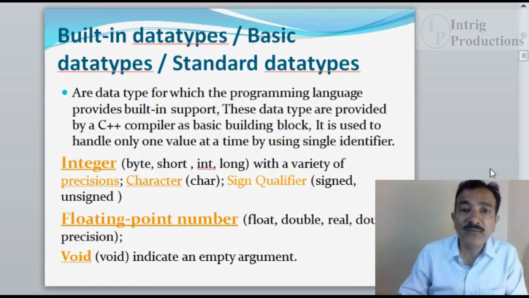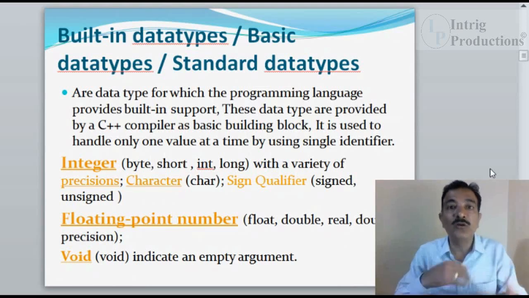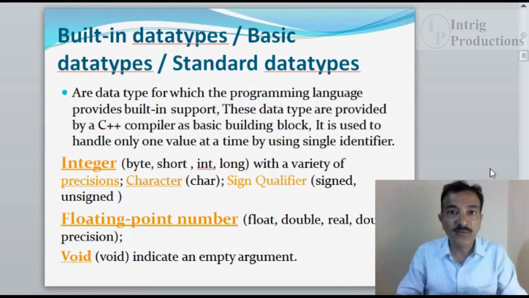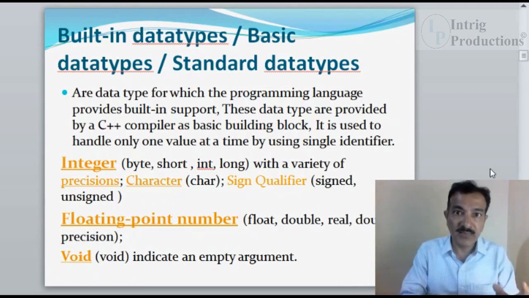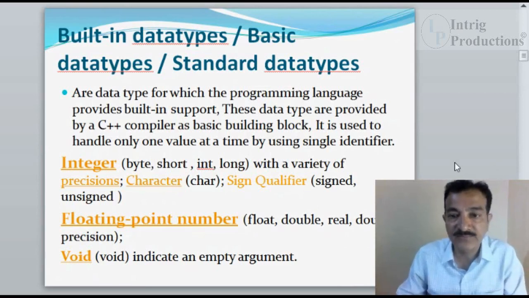The void data type is basically an empty argument. If you don't want to return anything from a function, you will use a void data type. If you want an integer returned from the function, you will use int before the function name. Void before the function name means the function is not going to return anything. If you have a string before the function name, it is going to return a string.